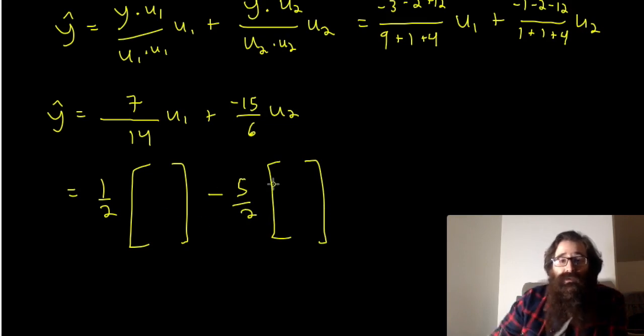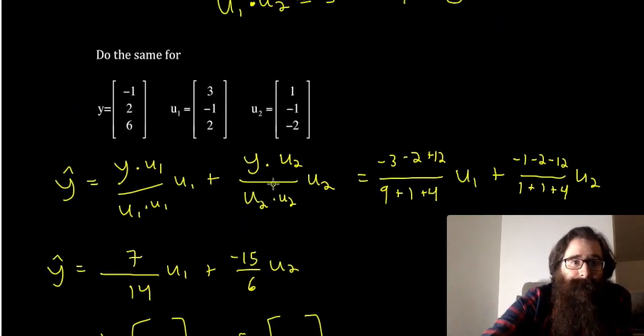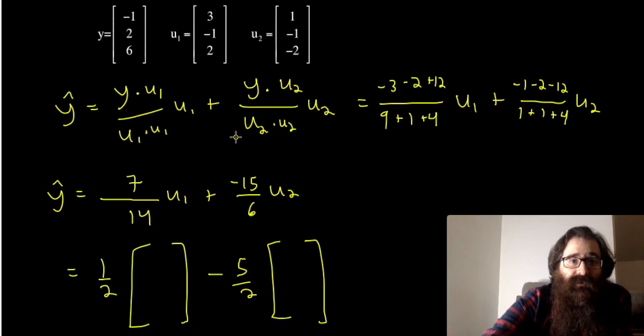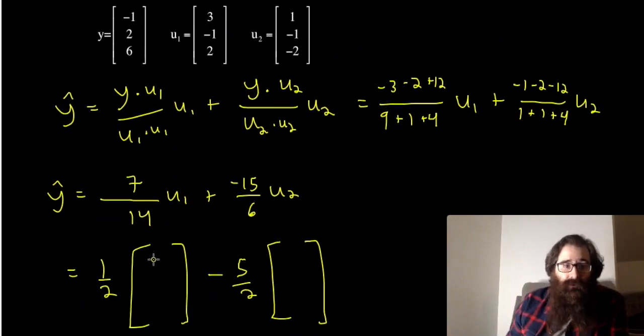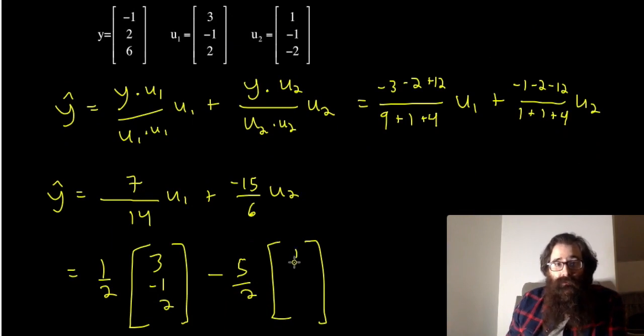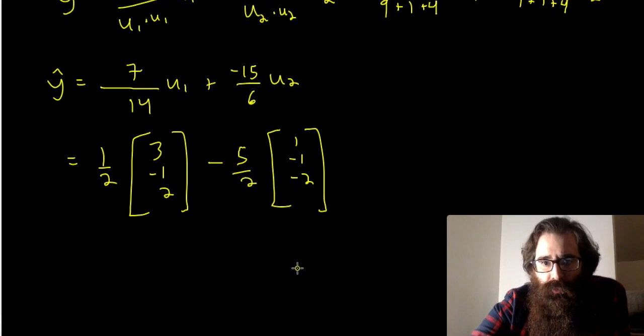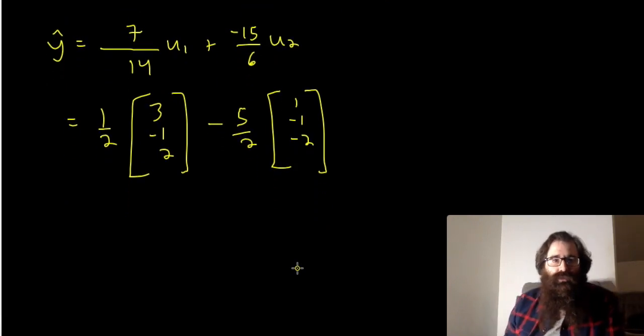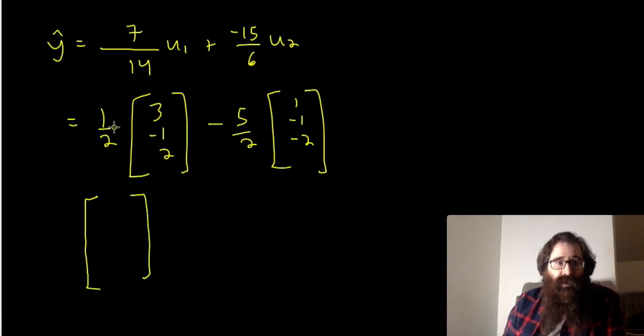Let's bring those vectors back in. U sub 1 was 3, negative 1, 2. There they are. 3, negative 1, 2. U sub 2 is 1, negative 1, negative 2. Yes. Perfect. More arithmetic to do. Let's do it. We have to. We want to. Bring in the coefficients. 3 times 1/2 is 3/2. Negative 1 times 1/2 is negative 1/2. 1/2 times 2 is 1.